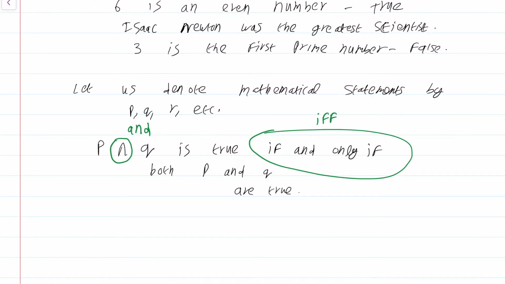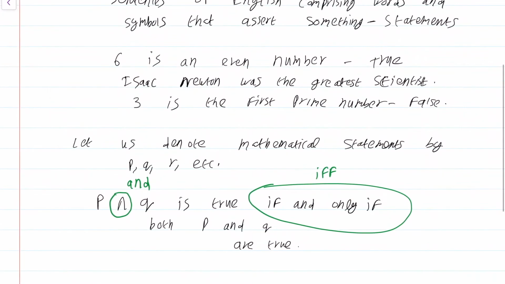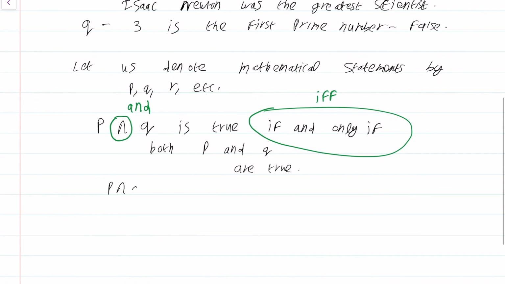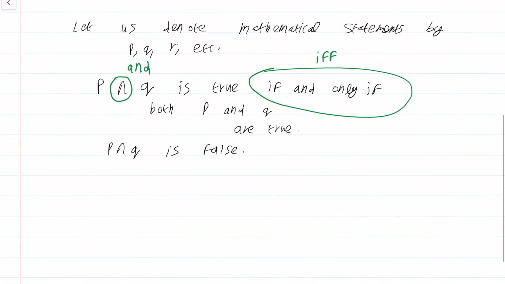Okay, if you call the statement 6 is an even number P, and if you call the statement 3 is the first prime number Q, then P and Q is false. Because P is certainly true, but Q, which asserts that 3 is the first prime number, is false. Now, we would like to assert that P is true, but Q is not true. We want to combine these two in an easy way.